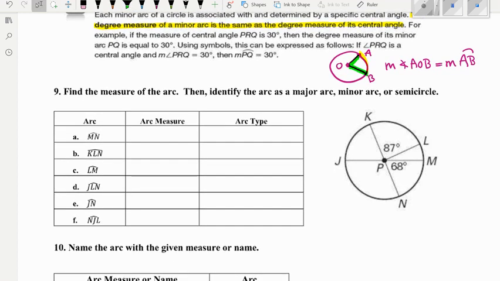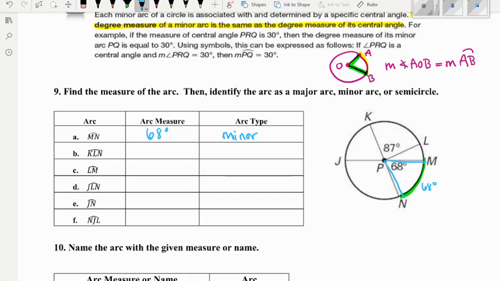It says find the measure of the arc, then identify the arc as a major arc or minor arc or semicircle. So if we look at the first part, we have arc MN. So MN would be this part right here. Notice that is intercepted by this angle measurement, which is 68 degrees. So that means that this arc is also 68 degrees. And this, of course, would be a minor arc because it's less than 180 degrees.